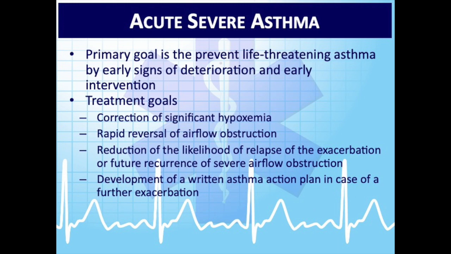So severe asthma, when you're in the field, what's your primary goal for treating patients with severe asthma? Okay, dilate the bronchioles, all right. That's pretty much one goal itself. Correction of significant hypoxemia. You know, you want to do a pulse ox right away, see what their pulse ox is. Rapid reversal of the airflow obstruction, if there's any sort of obstruction there. Beta-2 agonists, anything like that that you would give right away will open up the airways and help with hypoxemia too.